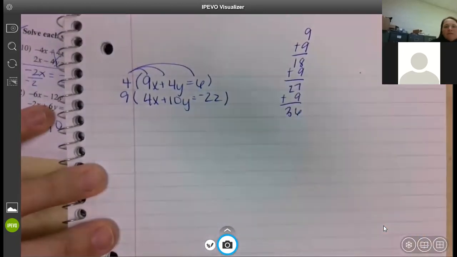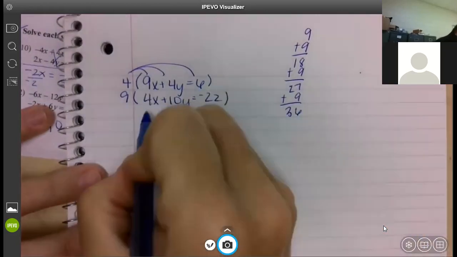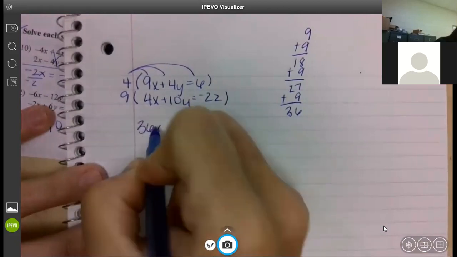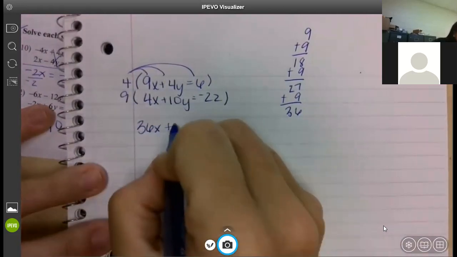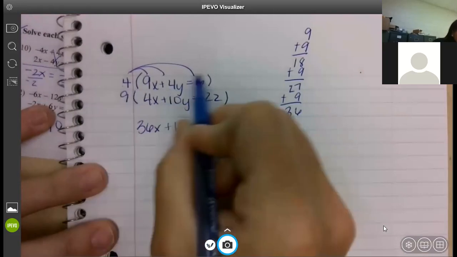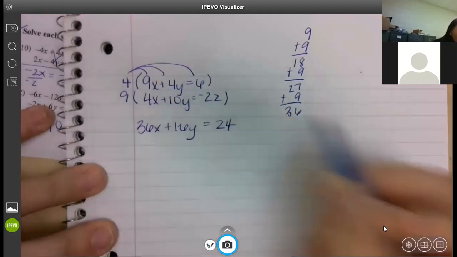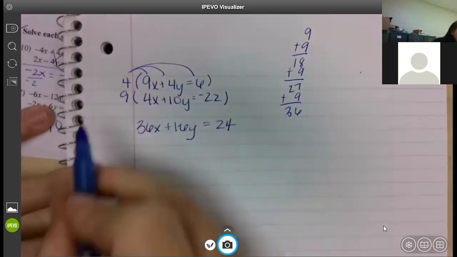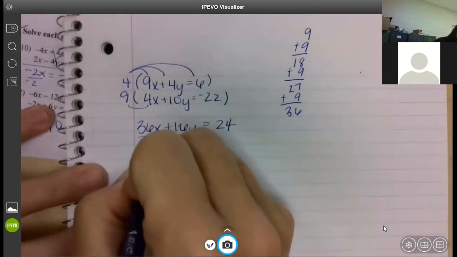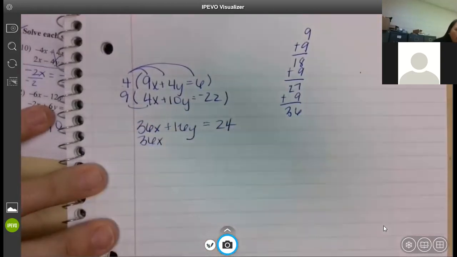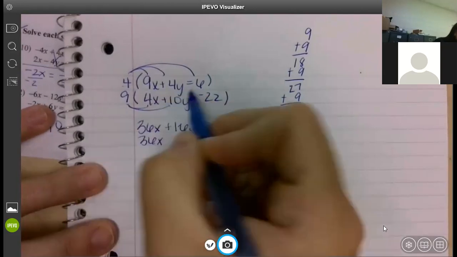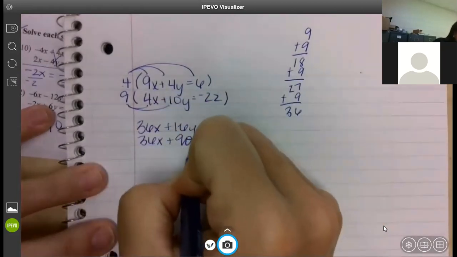Okay, you can do +9 on your hand. That's fine. So 4 times 9 is 36x. You should know 4 times 4, which is 16y, and 4 times 6 is 24. Same thing here. 9 times 4 is 36. They should look alike. That's what we were trying to do. 9 times 10 is 90y.